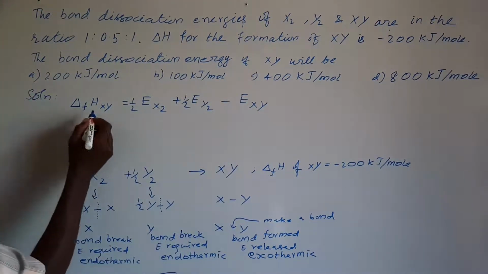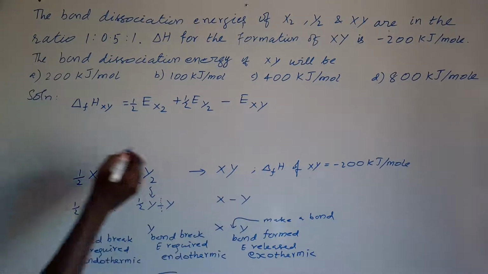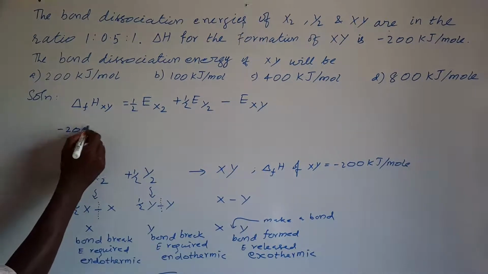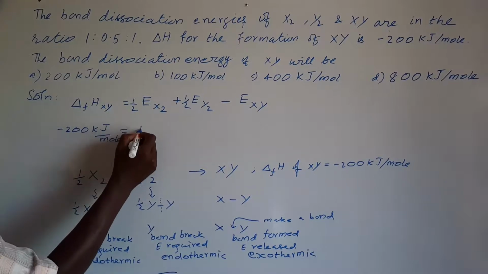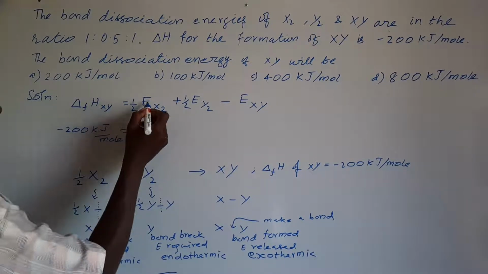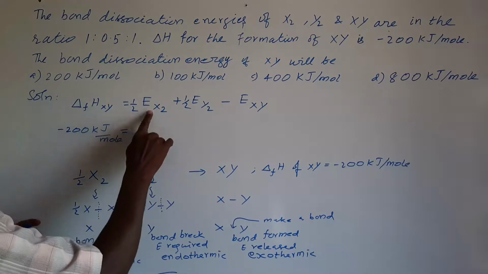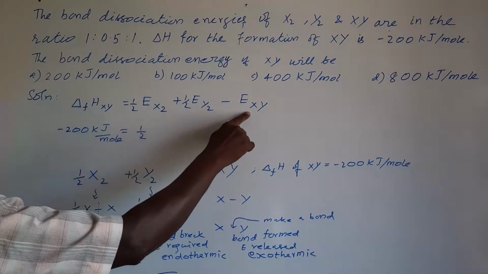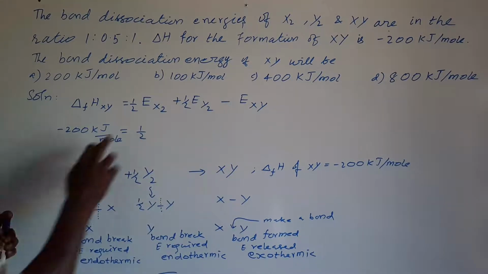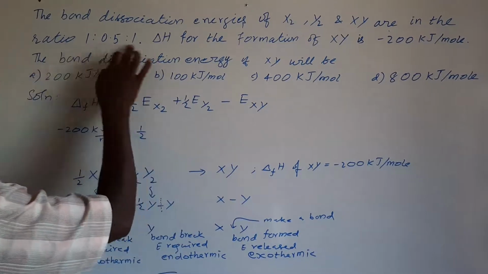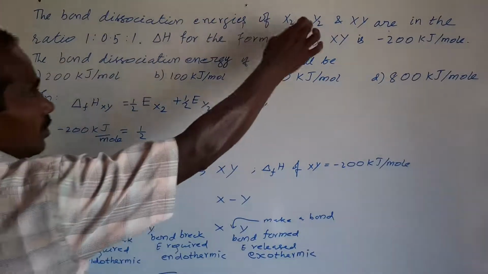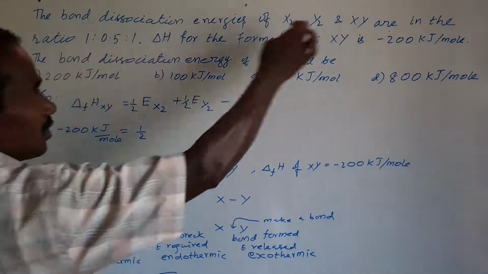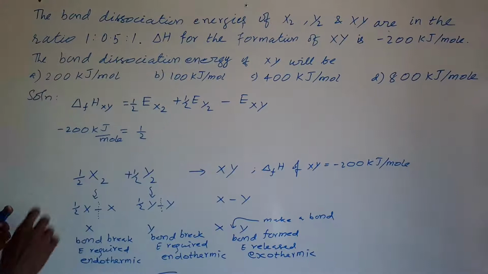Now we will substitute delta HF, the enthalpy of formation, as minus 200 kilojoule per mole. Next we substitute the 1 by 2 with the bond energy of X2, the bond energy of Y2, and the bond energy of XY. Regarding bond energy, some ratios are given. Bond energy of X2 is 1 time, bond energy of Y2 is 0.5 times, and bond energy of XY is 1 time.